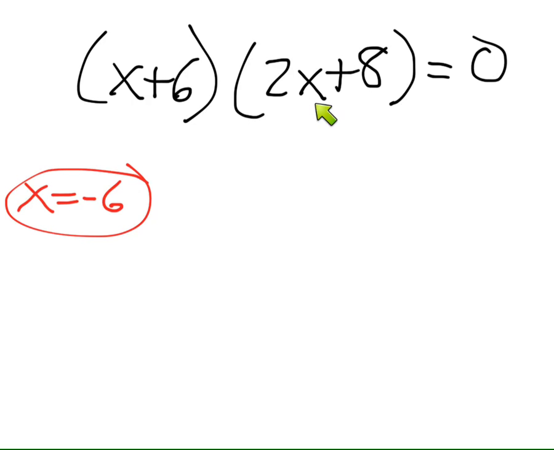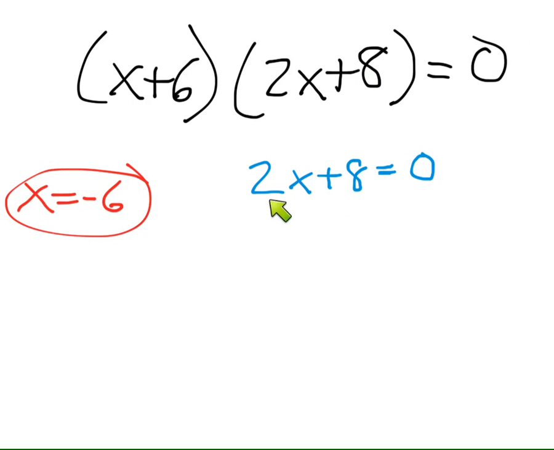Again, I don't even care what happens when I plug in negative 6 here, because I know when I plug it in here, it's going to be 0. And 0 times whatever this set of parentheses would be is 0. Yeah, we could probably do it in our head. Let's say for some reason we were blanking out and we couldn't figure out that it was negative 4. Okay. Well, we want 2x plus 8 equal to 0, right? Because if this set of parentheses is equal to 0, then the whole thing is going to be equal to 0.